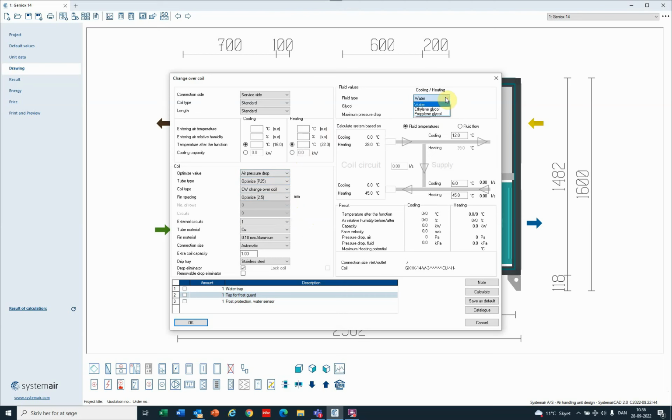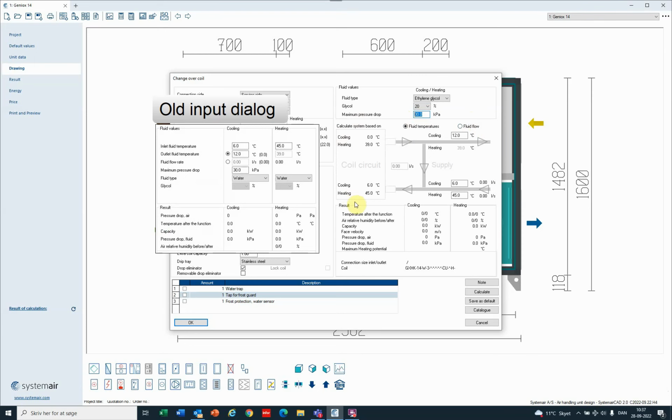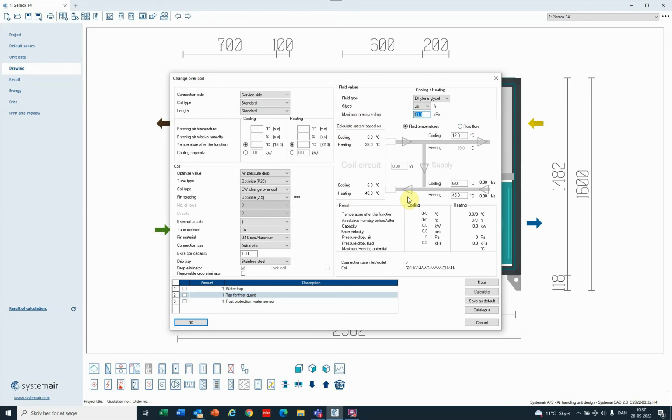Up here in the top we can select if we want water, ethylene or propylene glycol, and also the percentage if we select an ethylene glycol, let's say 20%. I can also specify the maximum allowed pressure drop in the fluid circuit. Default is 30 kilopascals.